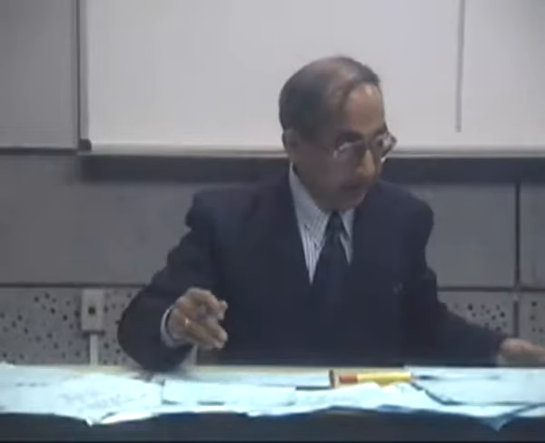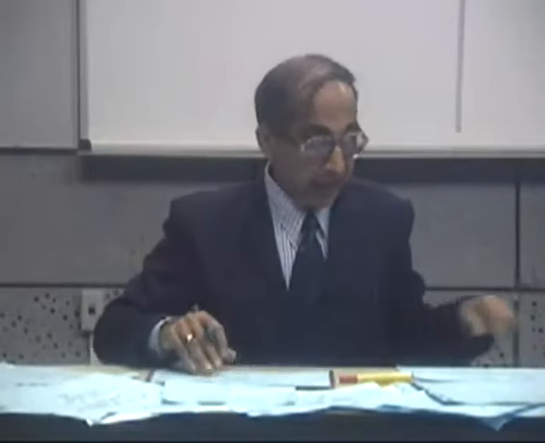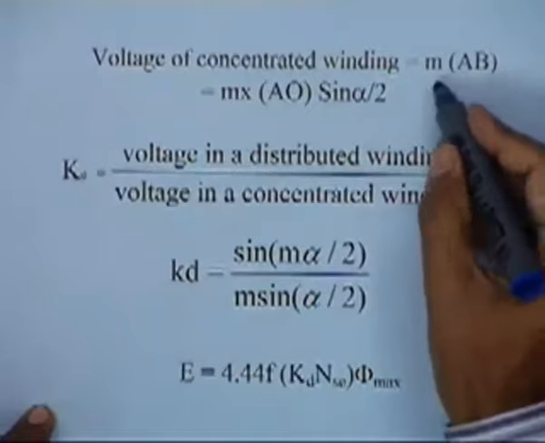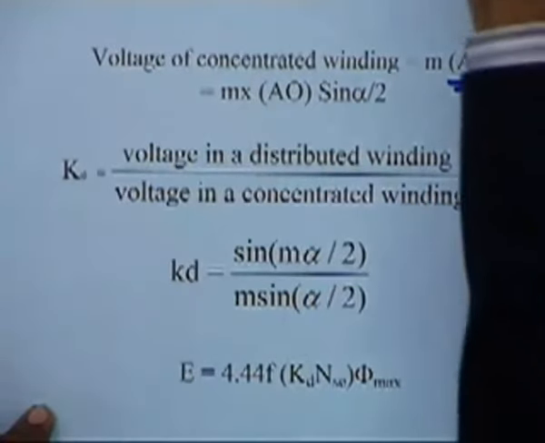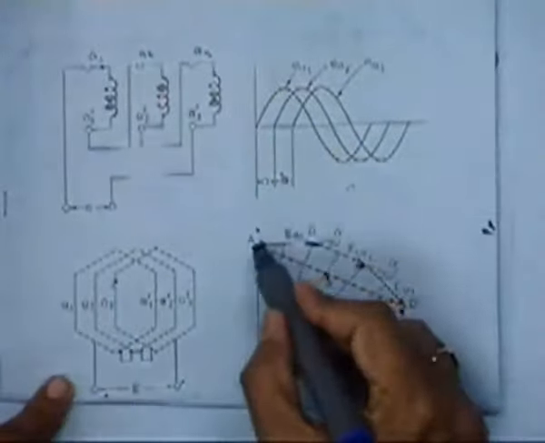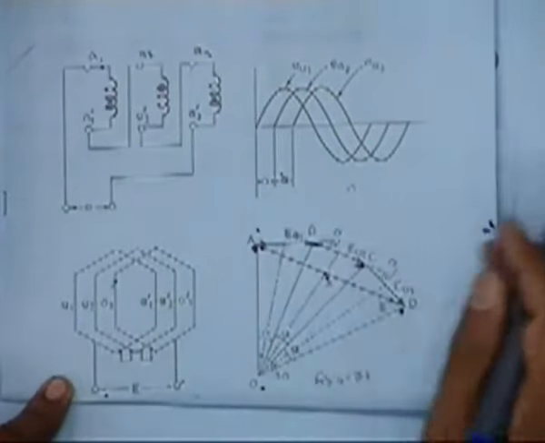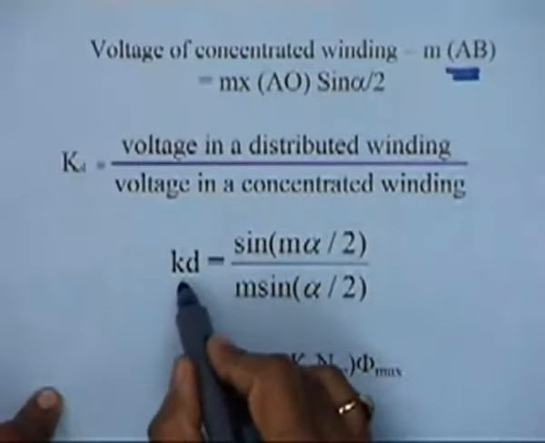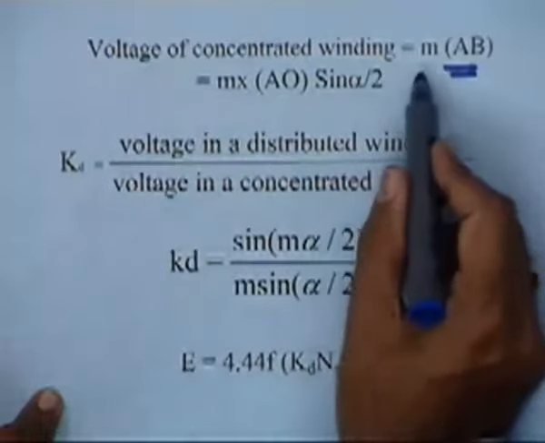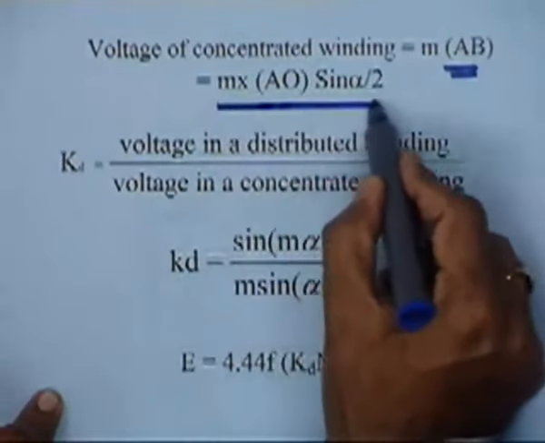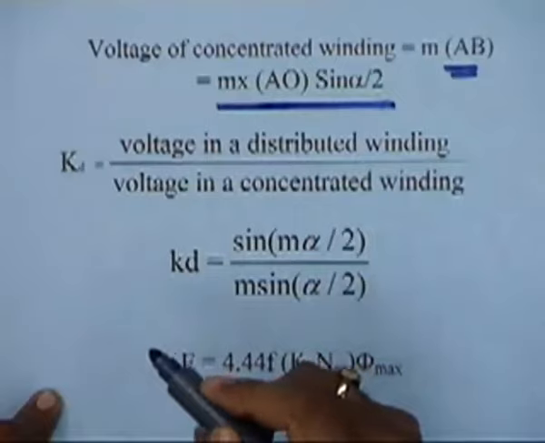Now, whereas the voltage of a concentrated winding is m times AB. That is, we have seen if this is AB, the total voltage, if it were all concentrated, will be m times this. m is the slots per pole per phase. So the voltage of a concentrated winding is m times AB, that is m times AO sine alpha by 2.